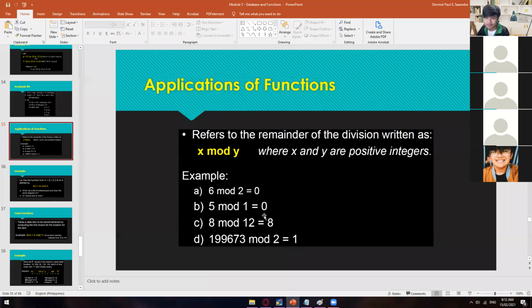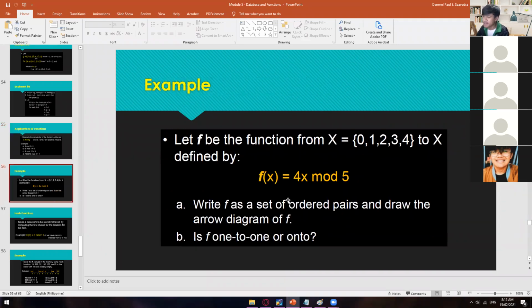Yes, sir. Yes, sir. Alright. Again, if you guys are confused, please let me know. Let's have another example. Let f be the function from X, {0, 1, 2, 3, 4}, to X defined by f(x) = 4x mod 5. Here are the questions: write f as a set of ordered pairs and draw the arrow diagram of f. Okay, let's answer this one.